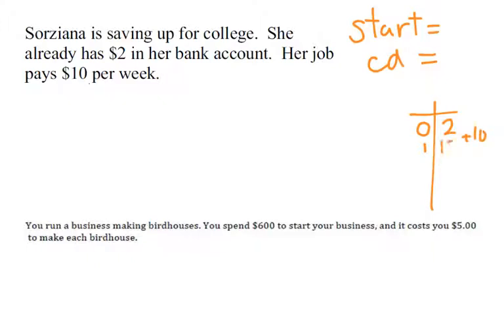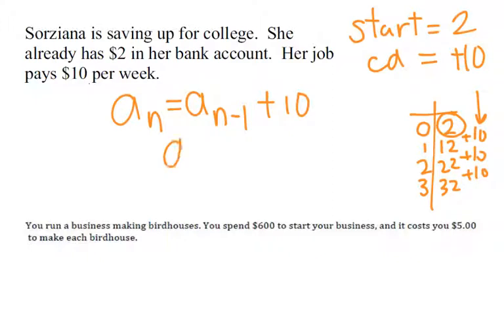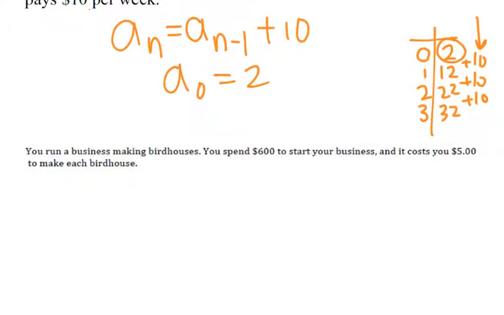So after week 1, she'd now have $12. After week 2, she would now have $22. After week 3, $32, right? So again, we started with $2 in the bank. We're adding 10 each time. That's our common difference. So a sub n equals a sub n minus 1 plus 10, and a sub 0 equals 2. Okay. So the next one.